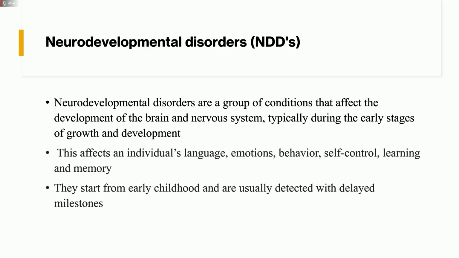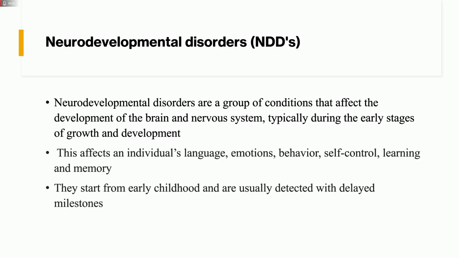Mostly an individual's, a child's, language is affected, so a child will not be able to speak properly like normal children, and their expression of emotions will be affected. They will not be able to express their emotions like sadness, happiness. They will not be able to understand other people's expression of emotions like happiness, sadness. If a mother is smiling at them, they will not be able to detect that. They will not be able to detect a mother's happiness.